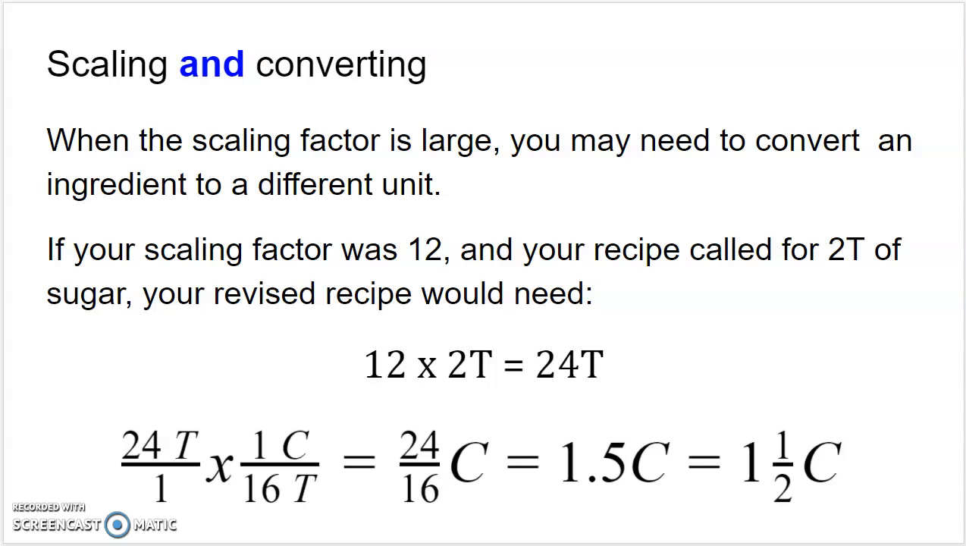What frequently happens when you scale recipes, though, is that you'll take a small thing of, like in this case, imagine that we have a scaling factor of 12, and your recipe calls for 2 tablespoons of sugar. Well, your revised recipe would need 24 tablespoons, and you don't want to express it in that form. And so down here we just did the conversion over to cups. So 24 tablespoons becomes 1.5 cups.